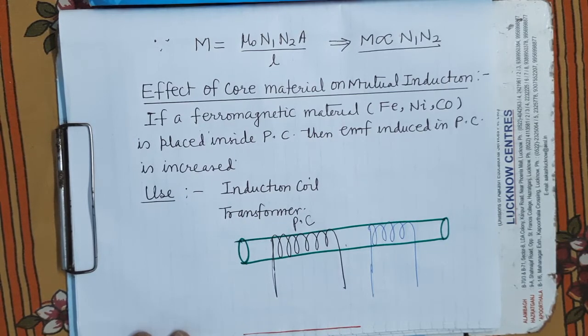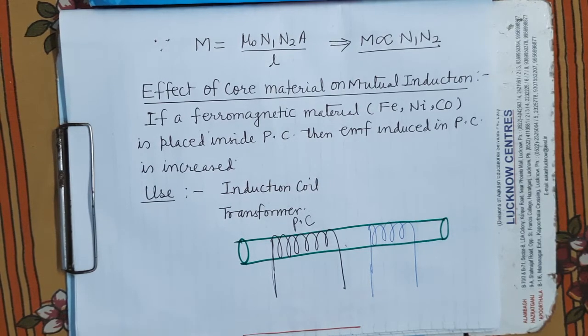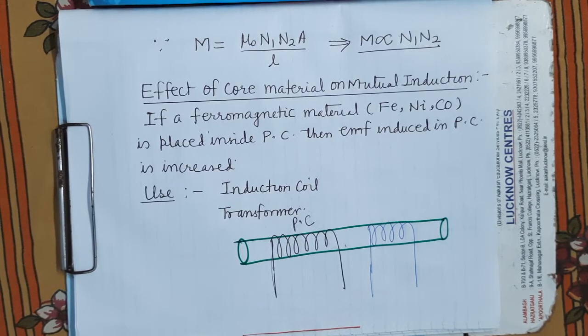Now what is the use of this? Already I have told you that it is used in the induction coil to produce a high voltage, and in transformers, which are used to step up or step down the AC voltage, not the DC voltage.